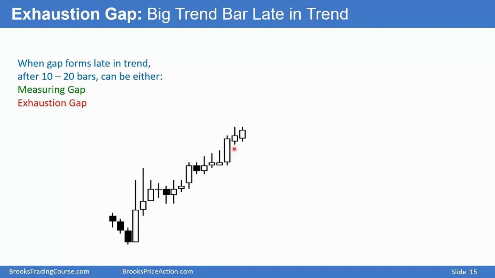At this point, we have a gap, this low, that high. This might be a measuring gap. It's not a particularly big bar, but it still could lead to a measured move up. However, we're 10 bars into the trend, which is not all that strong. You have to be thinking that it's possible the gap will close and the bull trend will end, and the market will enter a trading range or possibly even a bear trend.